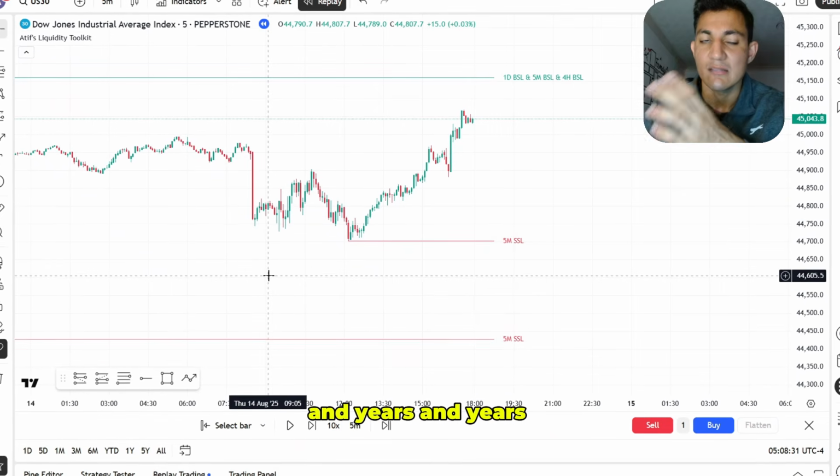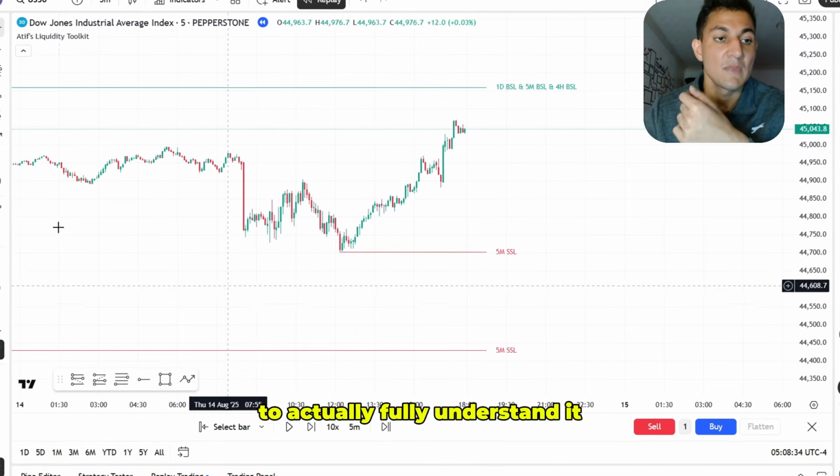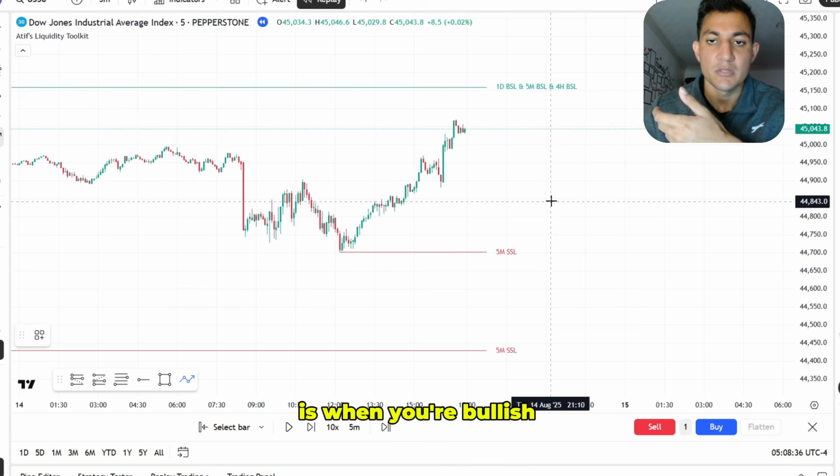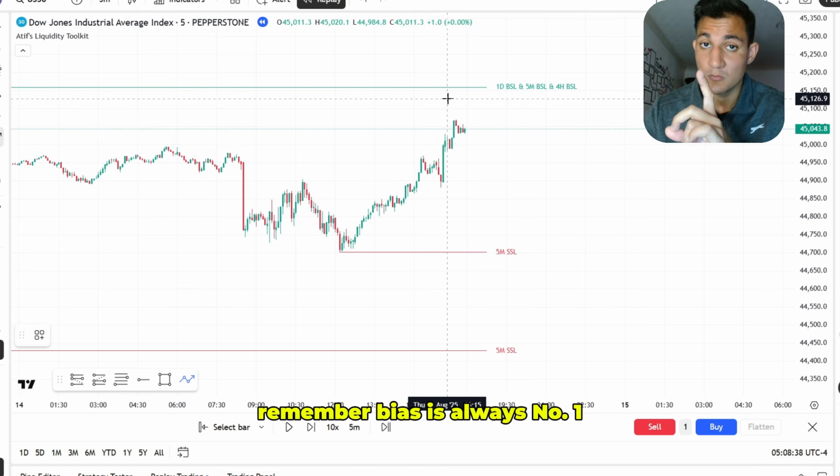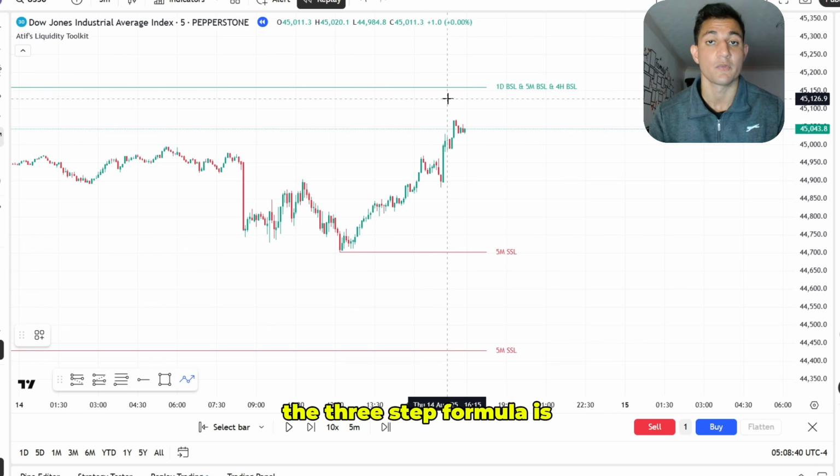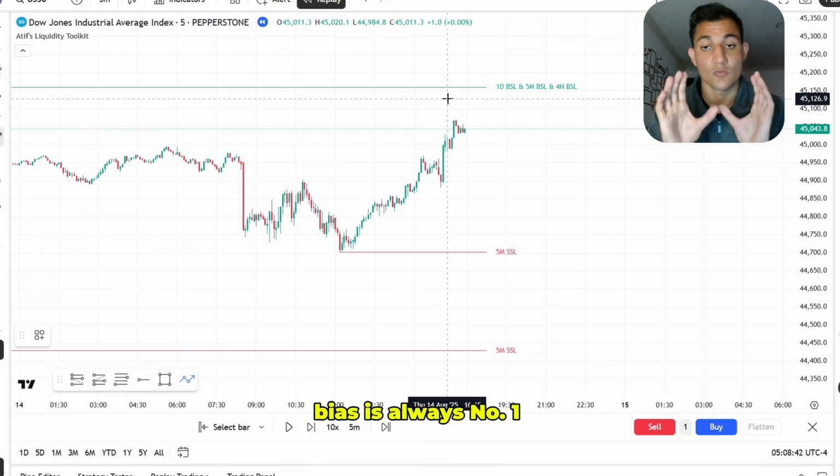It took me years and years and years to actually fully understand it. Essentially, when you're bullish, which we are, right? Remember, bias is always number one. That's why the 3-step formula is bias, sweep, entry. Bias is always number one.